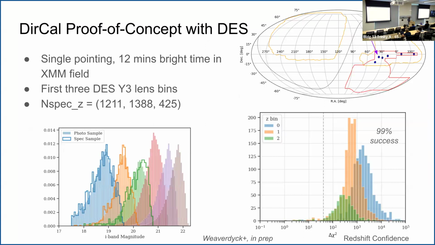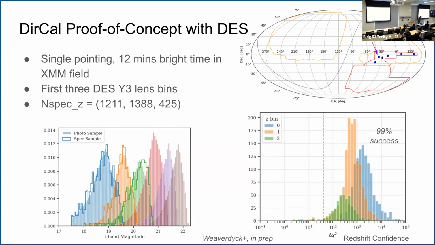So we did a test case of this just with the DeepDISC lenses. We just took a single pointing, 12 minutes in bright time, and we looked at the lowest 3 redshift bins where the photo-zs should be pretty much the best. It's the brightest, and also, given the limited amount of time that we were given, what we could observe. So we got a single pointing, it's about an 8 square degree field.